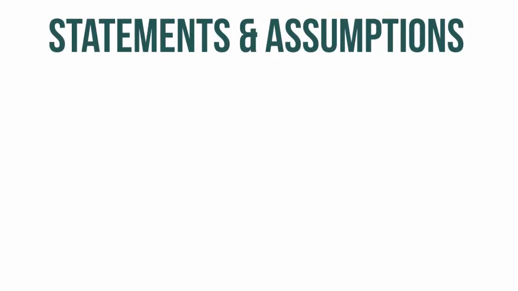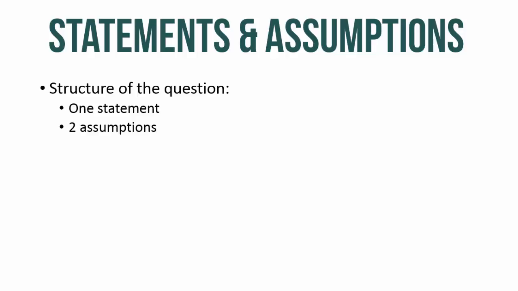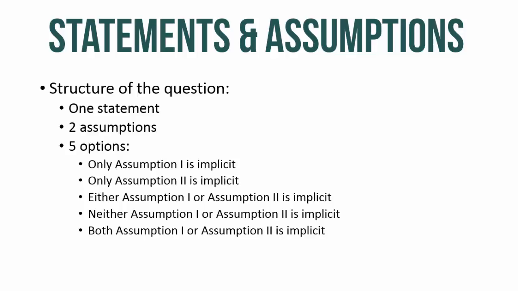In a statements and assumptions question, you will be given one statement followed by two assumptions. This question will be followed by 5 options in this format: whether assumption 1 is implicit, whether assumption 2 is implicit, either 1 or 2 can be implicit, neither of them is implicit, or both of them are implicit.